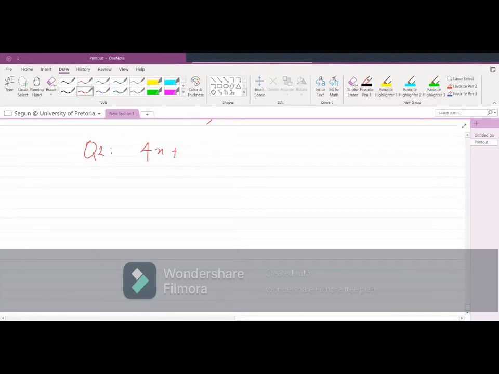4x plus y minus z is equal to 12. x plus 3y plus z is equal to 18, and 2x minus y minus 2z is equal to minus 3. So solve for x, y and z.